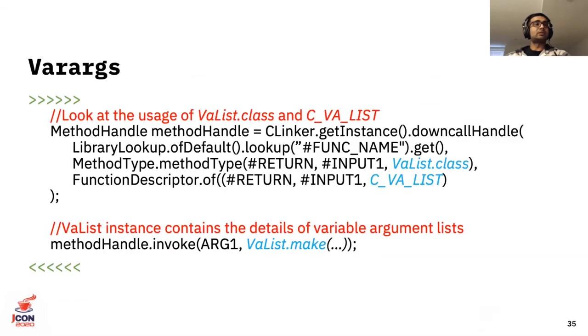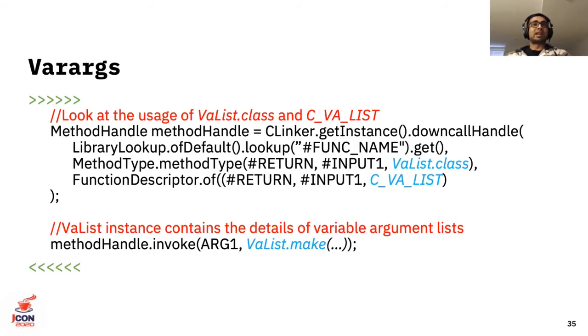And the final functionality is how variable arguments are handled by this API. Native functions with variable arguments can accept any number of arguments. To support variable arguments, this example highlights two new types in order to handle variable arguments during generation of a down call handle. Here we should look at the usage of the VA list class and the CVA list type.